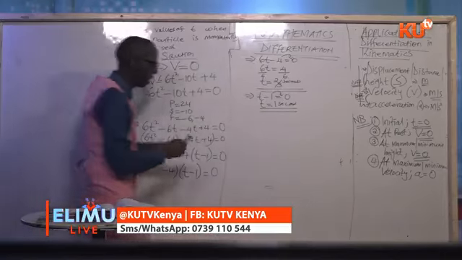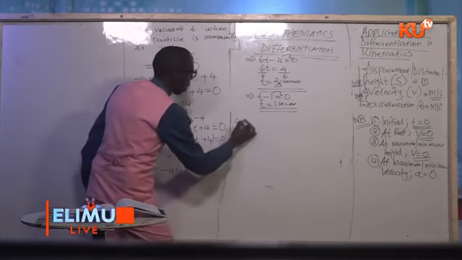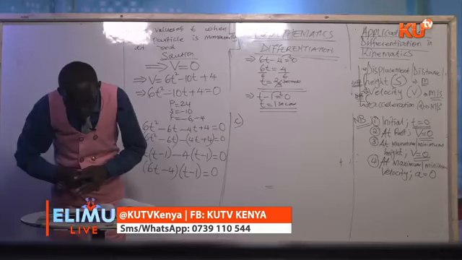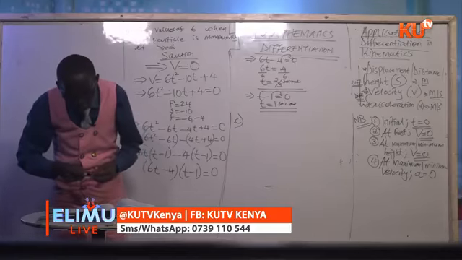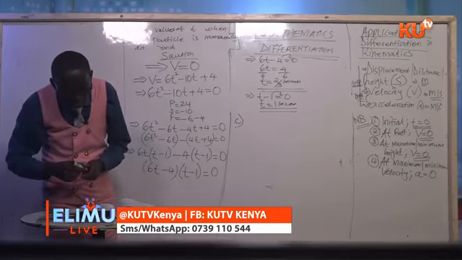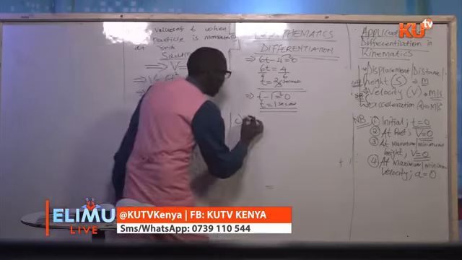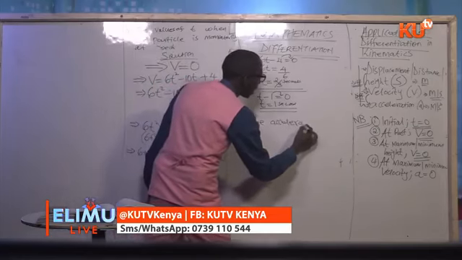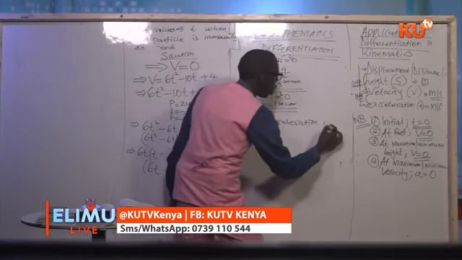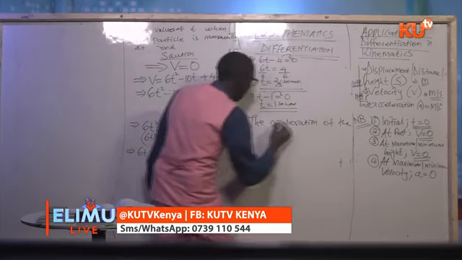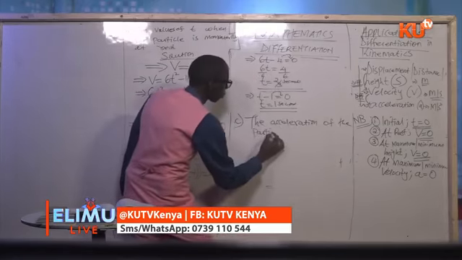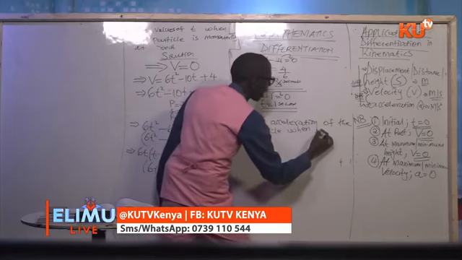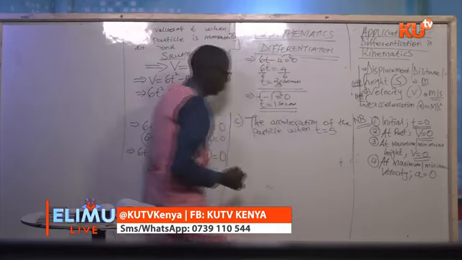Part C. Part C of the question is asking the acceleration of the particle when t is equal to 5.